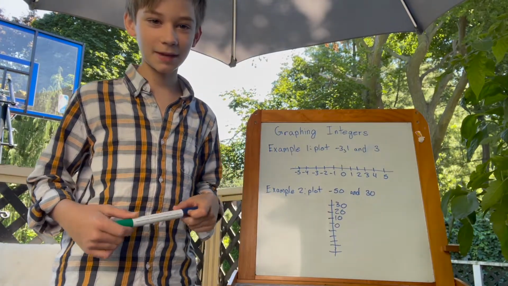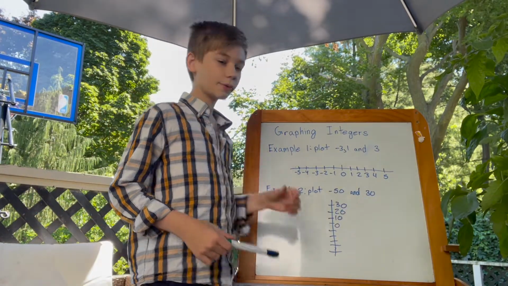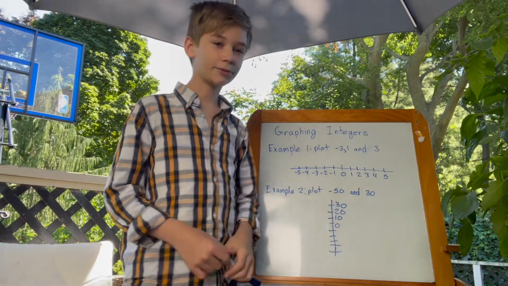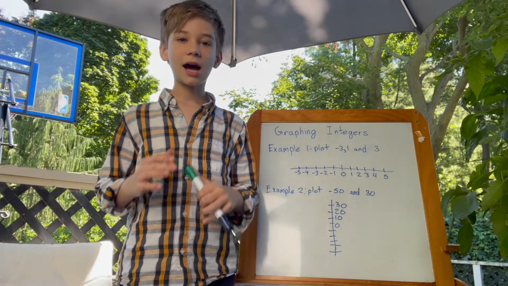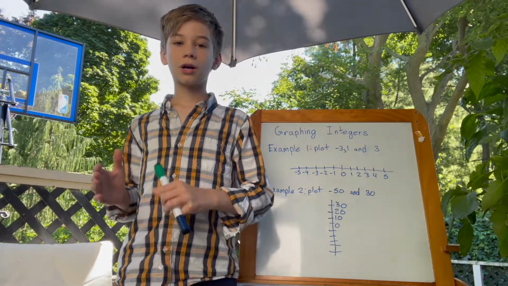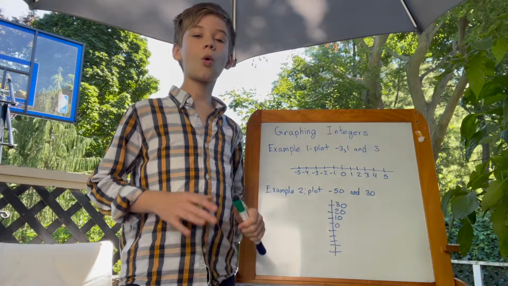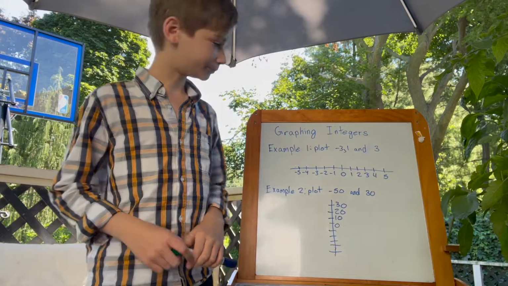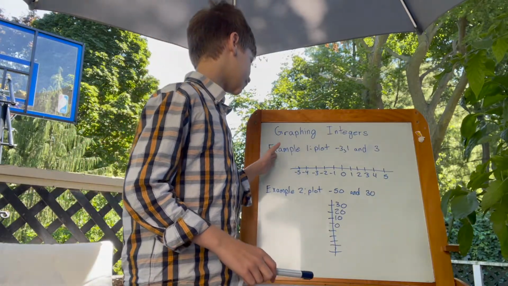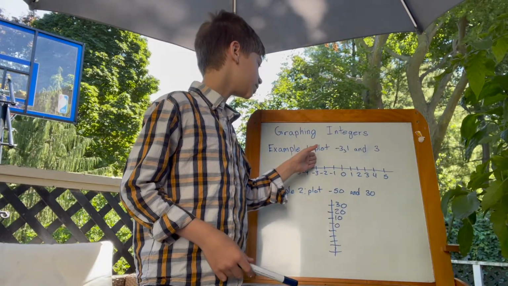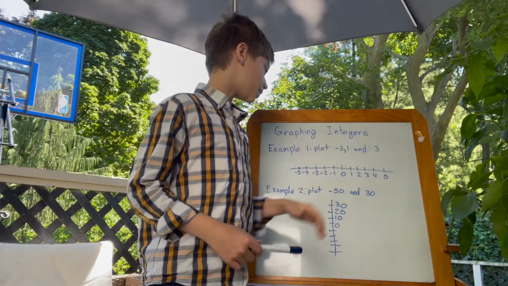Welcome back. Now we're on the board and I just want to do some examples. But before we do our examples, I just want to define our integers. Integers are positive or negative whole numbers, and keep in mind that this includes 0. Now let's start with example 1. We need to plot -3, 1, and +3.